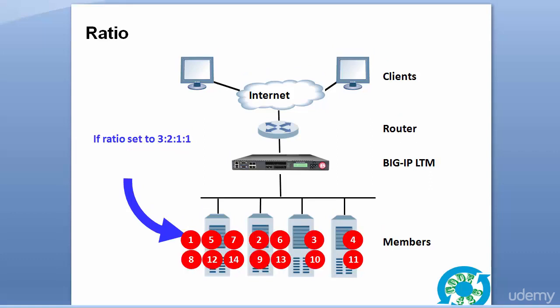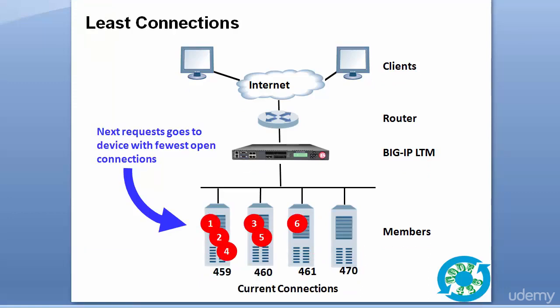The ratio mode distributes new connections across available members in proportion to a user-defined ratio. Ratio is appropriate when some of the pool members are on more powerful systems than others. The least connections method distributes new connections across available members based on the current connection count per server. Least connections is appropriate when the client connection length varies significantly and round robin could result in uneven loads.